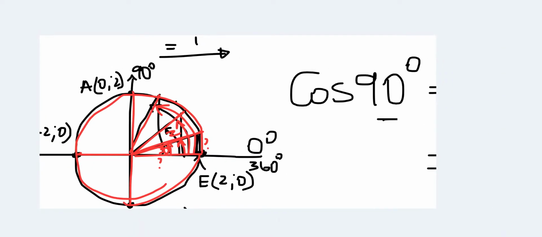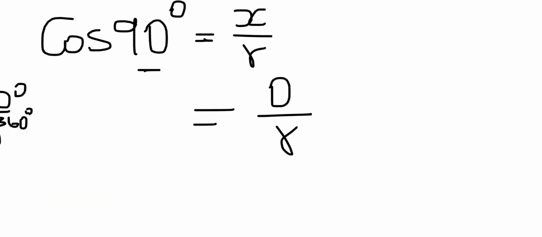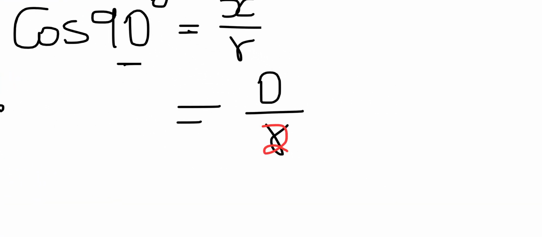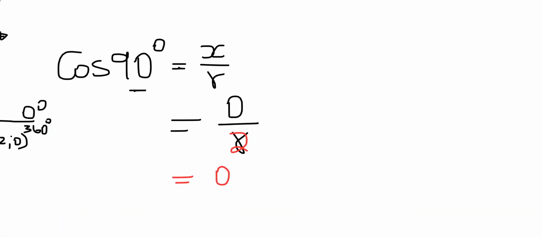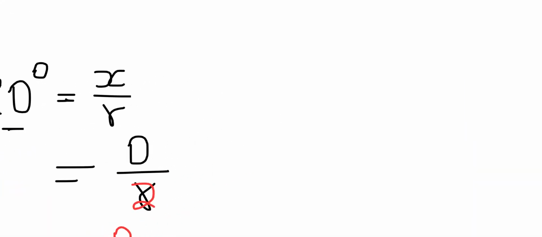So now let's say here we substitute that 2. What will the answer be? I think if you say 0 and you divide it by 2, it will definitely be 0. So that's why when you say cos 90 degrees, it gives you 0.